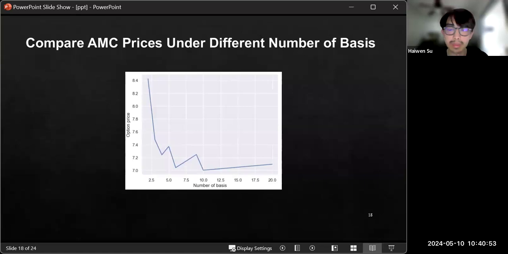adding more bases to the model does not significantly change the prediction of the model. So from a math point of view, the best choice for the model is about 10 bases.